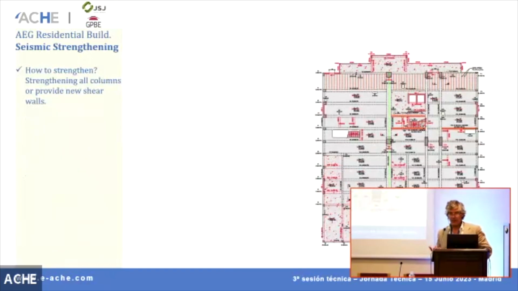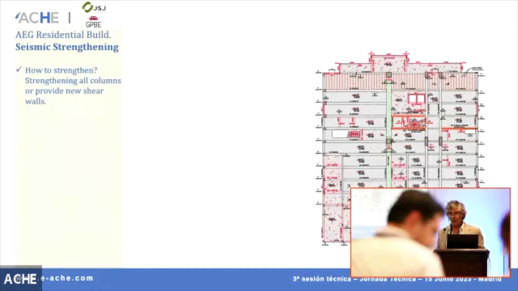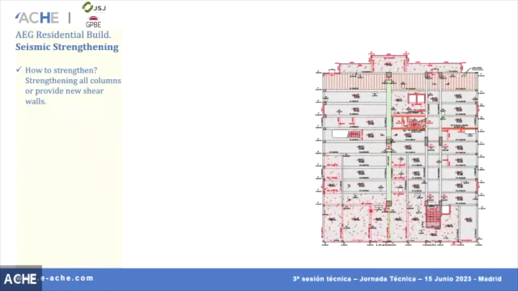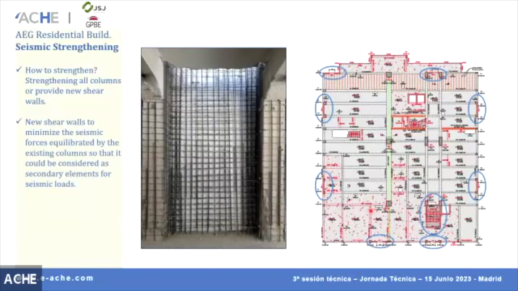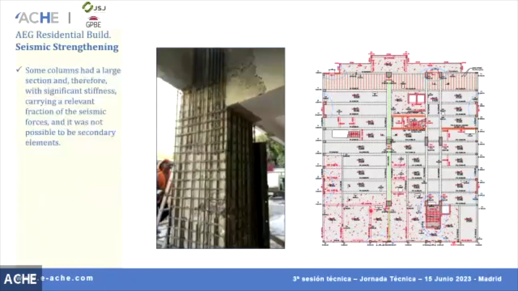So how to strengthen? Either we strengthen all the columns, or we provide new elements for the resistance of the seismic action. Strengthening all the columns would be a lot of work because we have to strengthen all the elements, injecting all the elements. So what we did was to provide new shear walls, so that their stiffness will be enough that the existing columns were considered as secondary elements for the seismic load, and so they were just there for the gravity loads. Okay, all the seismic action is going to be carried by these new shear walls.